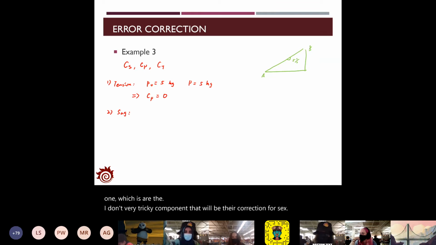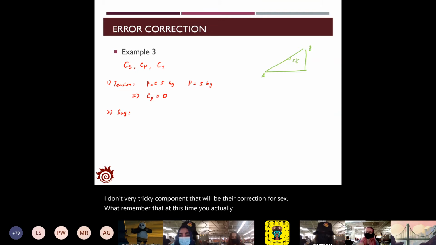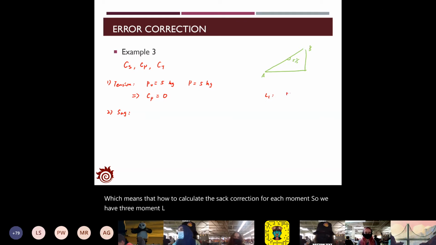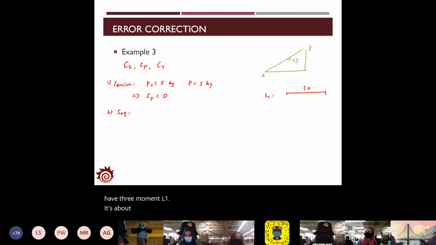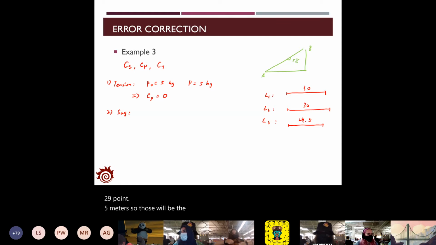Well, remember that at this time you actually do three measurements, which means that you have to calculate the sag correction for each measurement. So we have three measurements. L1 is about 30 meters. L2 is also 30 meters. L3 is 29.5 meters. So those would be the three measurements that you applied with the same tape.